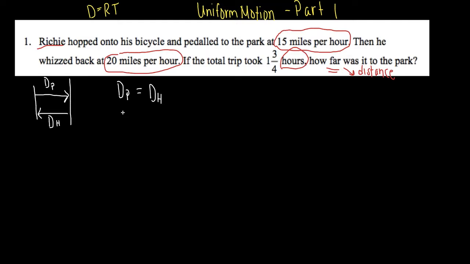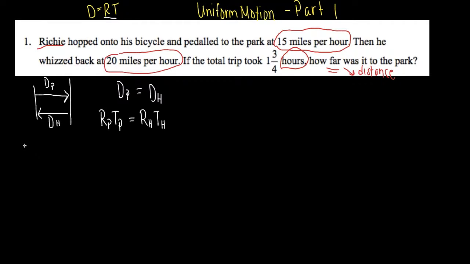Now, in all of these uniform motion problems, we're going to be replacing D with RT. So I'm going to replace dP with RP, which means rate to the park, times TP, which means the time to the park. And I'm going to be replacing dH with the rate home times the time home. So this is exactly the same as this equation, it's just another form of it, because we know that D is always RT.